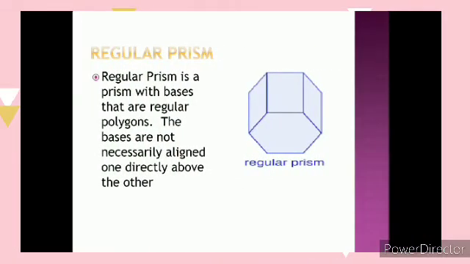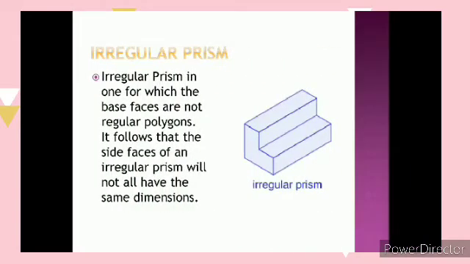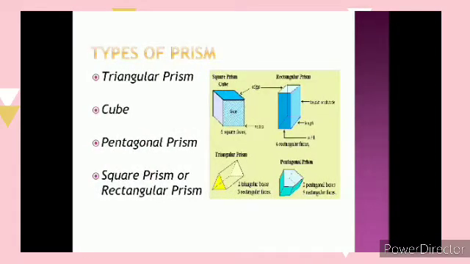Regular prism is a prism with bases that are regular polygons. The bases are not necessarily aligned one directly above the other. Irregular prism is one for which the base faces are not regular polygons. It follows that the side faces of an irregular prism will not all have the same dimensions. Types of prism: triangular prism, cube, pentagonal prism, and square prism or rectangular prism.